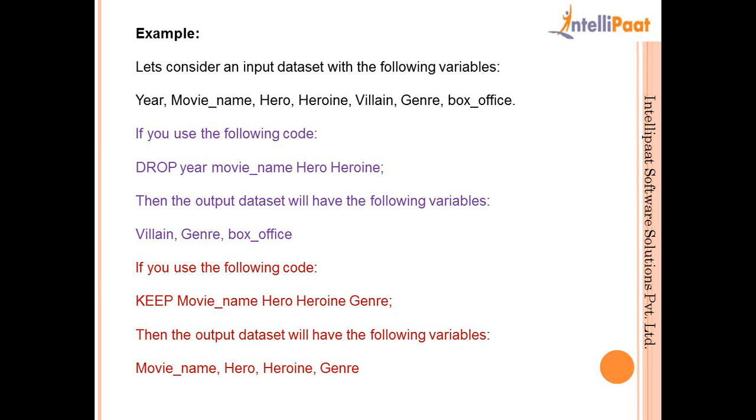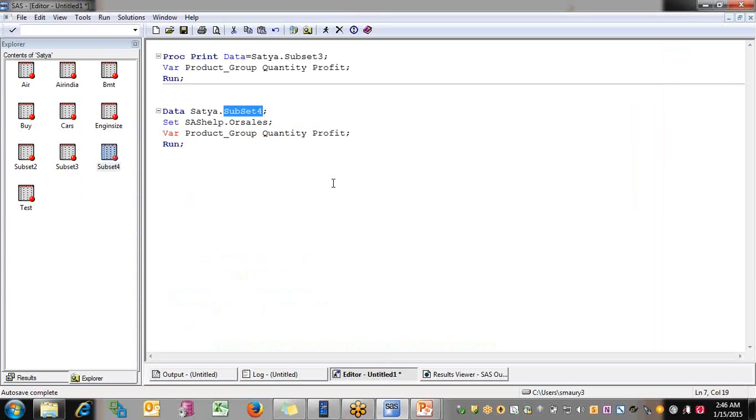If you use the following code, drop year, movie name, hero, heroine, then the output dataset will have the following variables: villain, genre, box office. If you use the following code, keep movie and all these things, then the output dataset will have these. So let's do the same thing with our example.